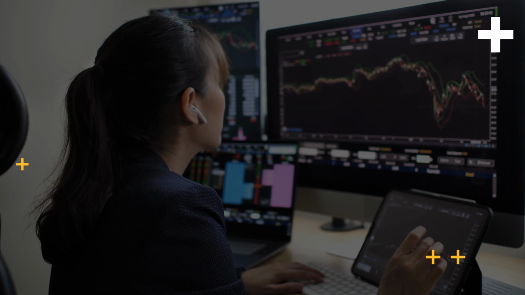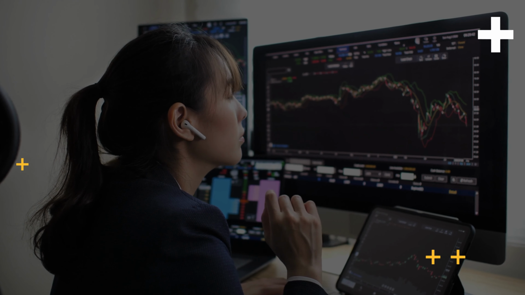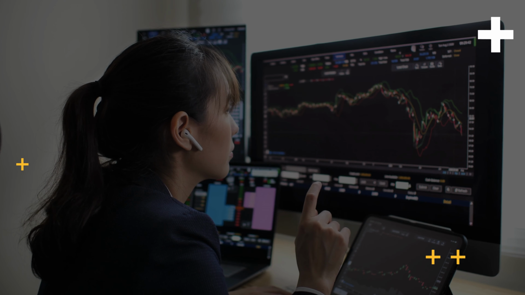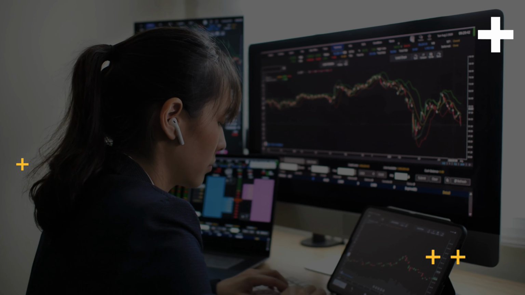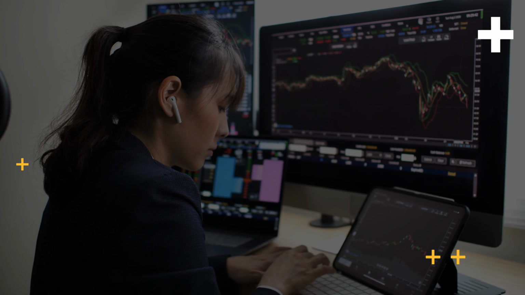Screening can be a useful tool to filter out the stocks that do not meet your predetermined criteria, such as financial metrics, industry performance, or growth prospects. The process allows you to focus on stocks that have a higher probability of aligning with your investment goals.